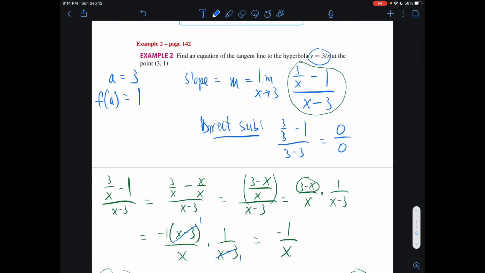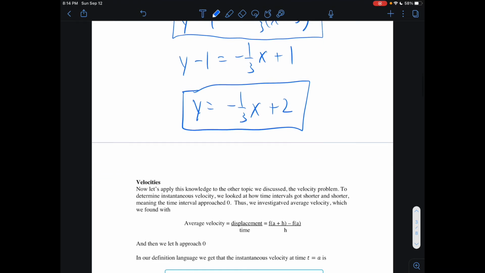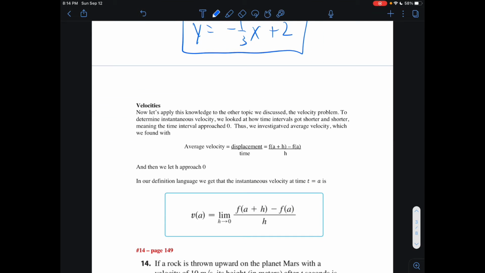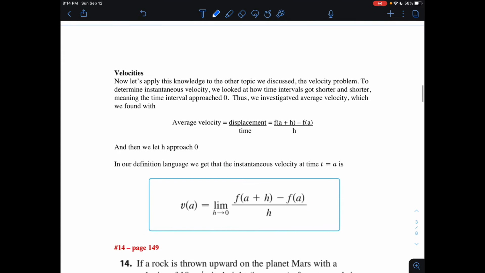So now, continuing on, back at the beginning of chapter 2, after we talked about this idea of the tangent line, then we also talked about the velocity problem. So let's apply what we just learned, this new definition of how to find the slope of a tangent line, to the velocity problem. To determine instantaneous velocity, this is going to be our goal. We want to determine that. Back in the beginning of chapter 2, we were using a table of values to approximate or take a guess as to what the instantaneous velocity was.